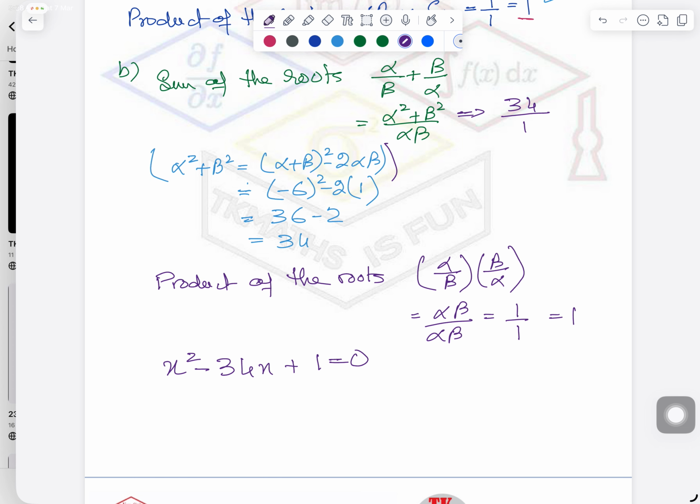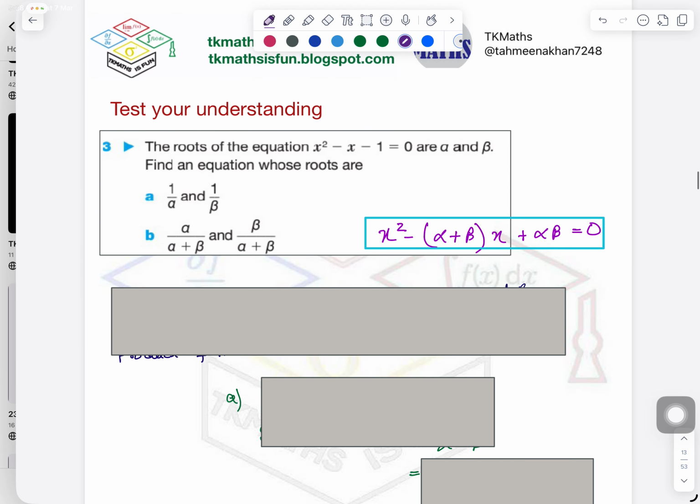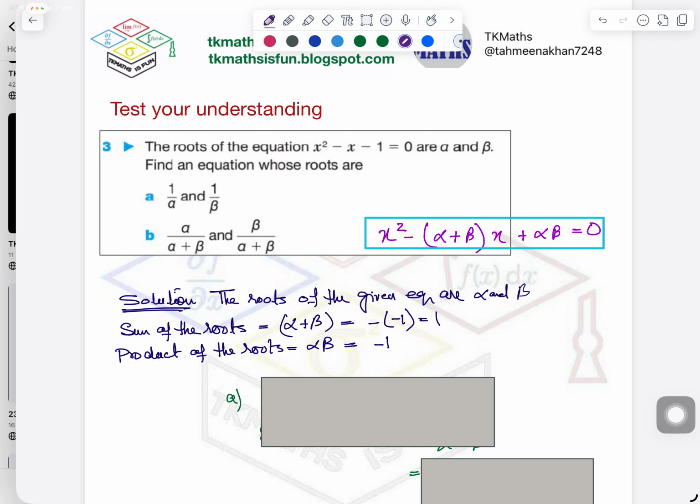So let's do a few questions to test your understanding. I have solved these questions here. You can put the video on pause and then check your answers. So I'm showing it here. From the given equation, I have found out what is alpha plus beta and what is alpha times beta, sum of the roots and product of the roots.